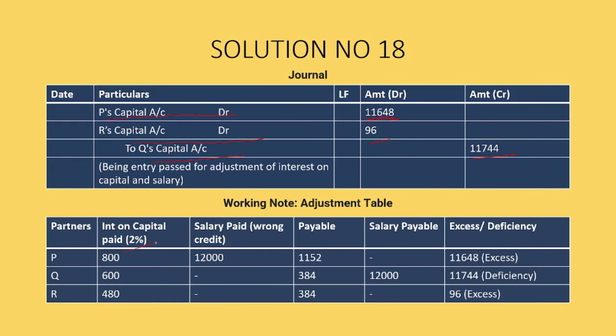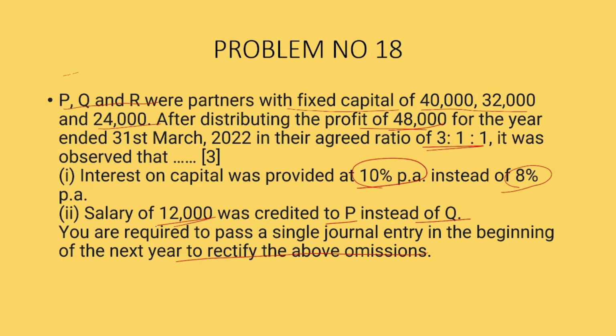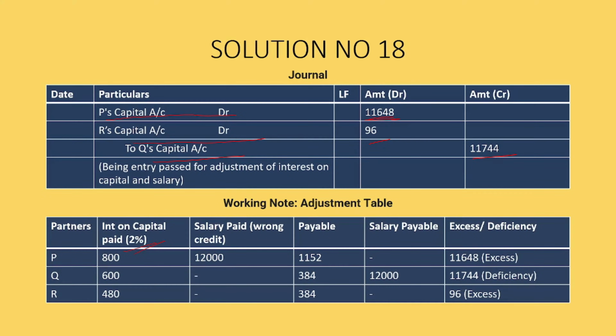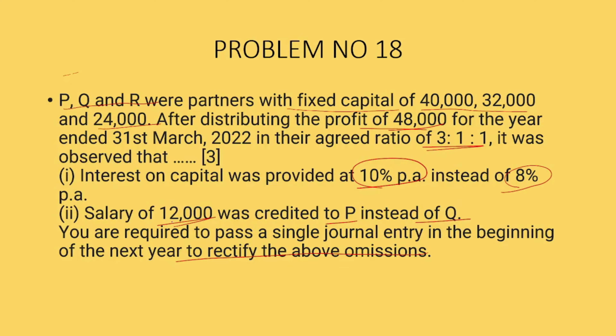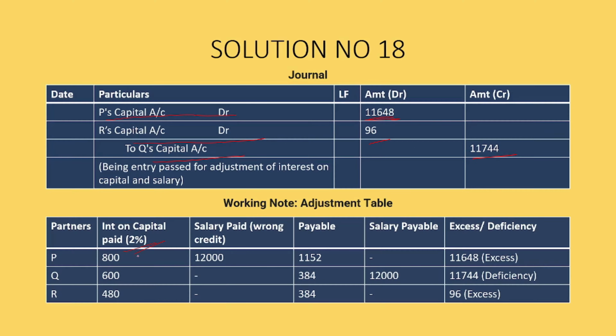If we see the question, the fixed capitals are 40,000, 32,000, 24,000. So the interest on capital is at the rate of 2%. Why 2%? Because between 10% and 8%, the gap is 2. So we have to reduce the interest on capital. Interest on capital paid is 2% excess, that is 800, 640, and 480, calculated respectively according to how much capital they have.